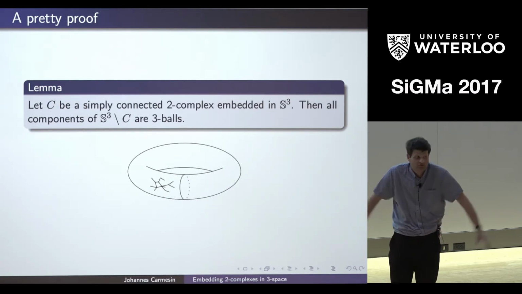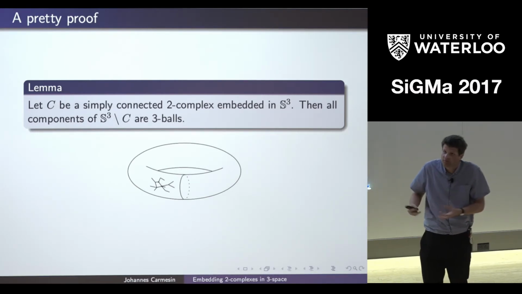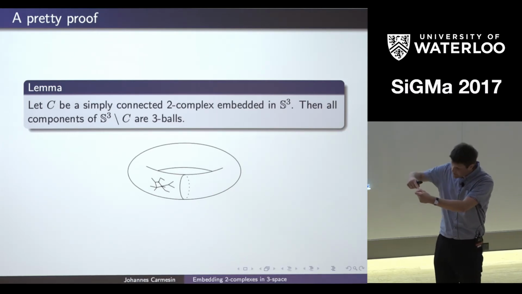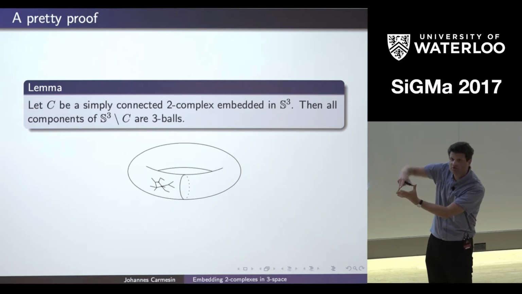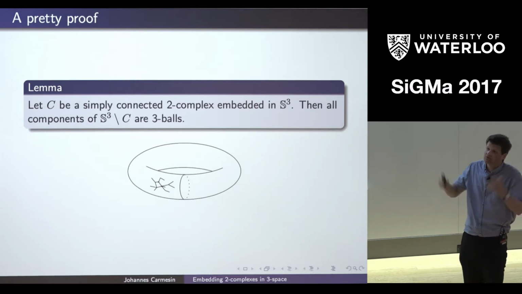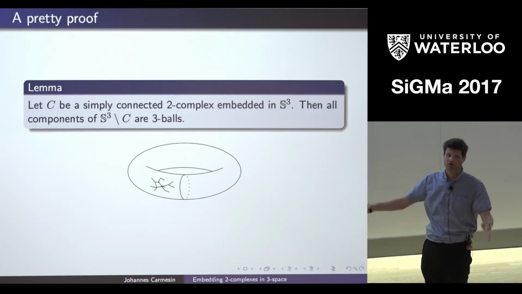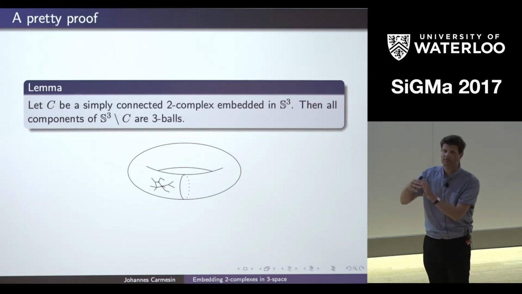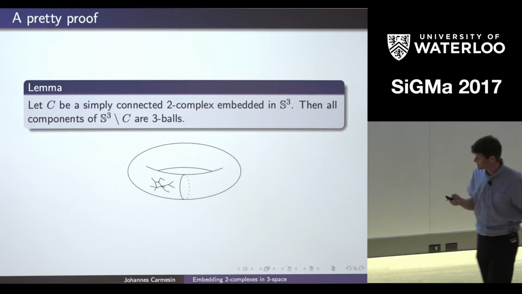For example, it might be that your two complex is just a triangulation of a torus. Then one of these components will not be a ball, but just the interior of a torus. But the torus has some genus-reducing curve that cannot be contracted in the torus to a point. Said another way, the torus is not simply connected. And what the lemma says is, if you now assume that you have a two complex that is simply connected, embedded in three-dimensional space, then all components of the embedding must be balls. So they cannot look like a torus. They really must be balls. That's what the lemma says.